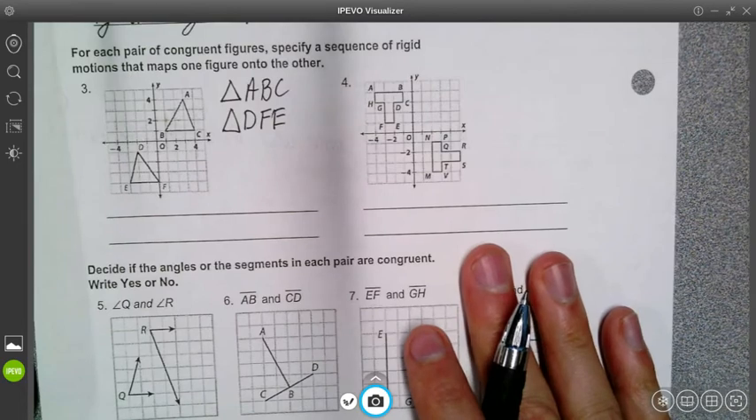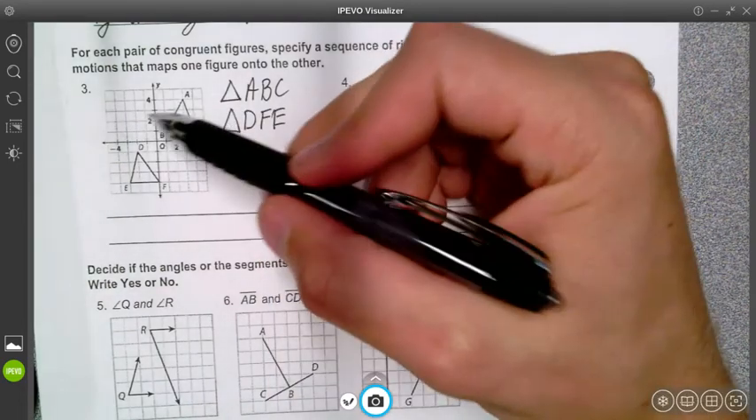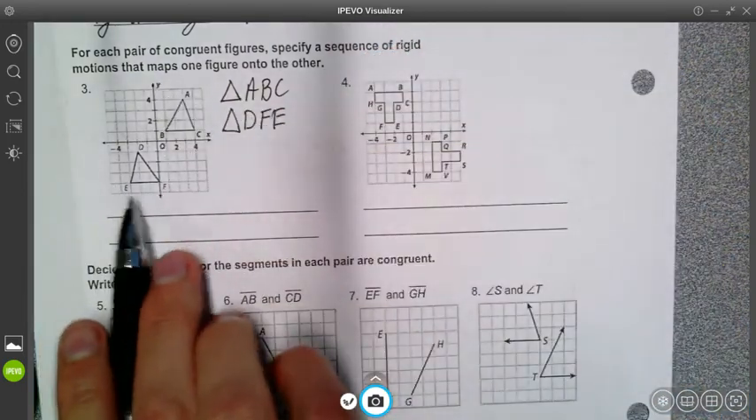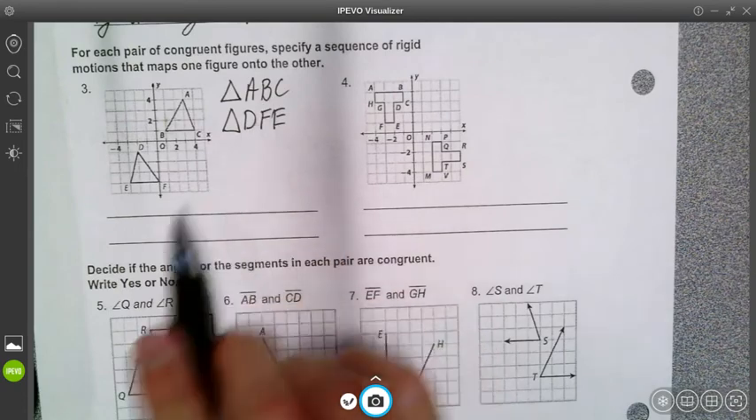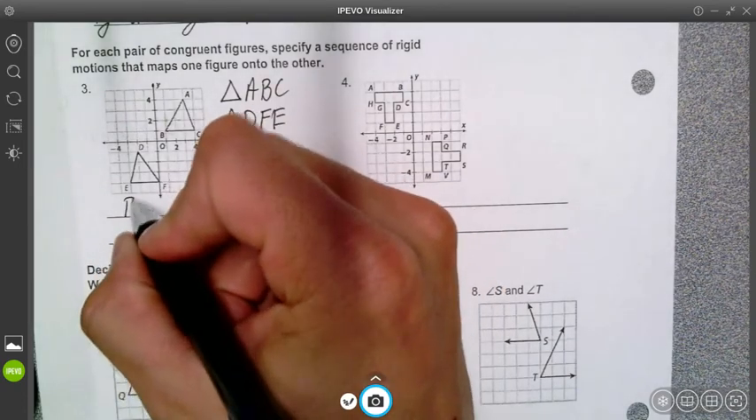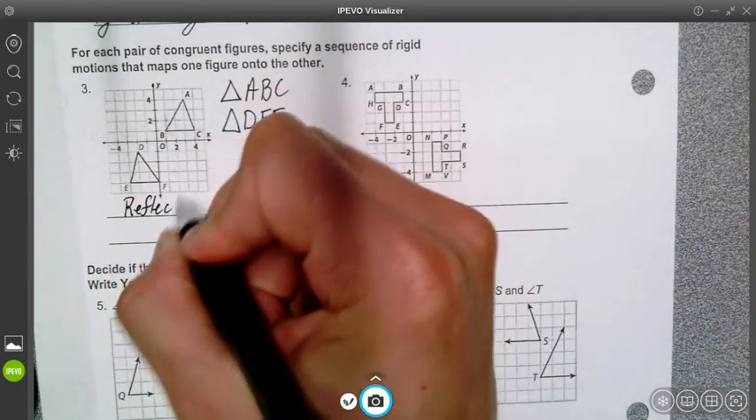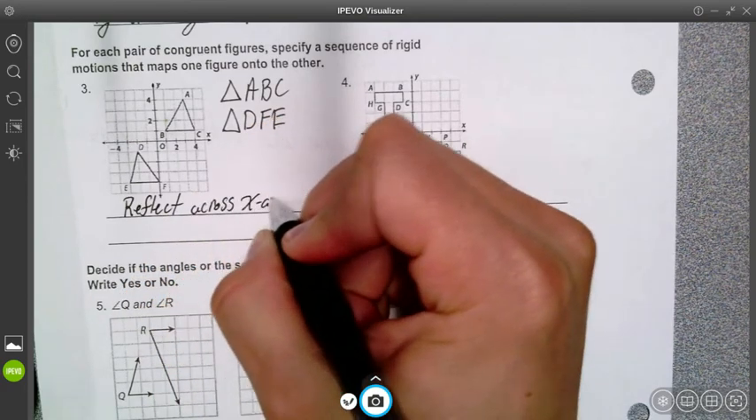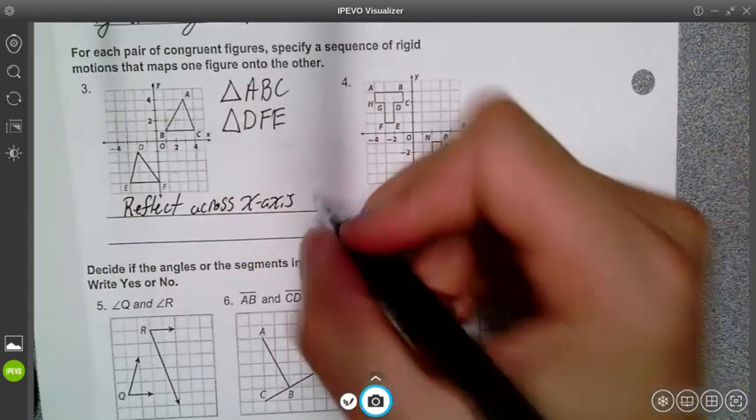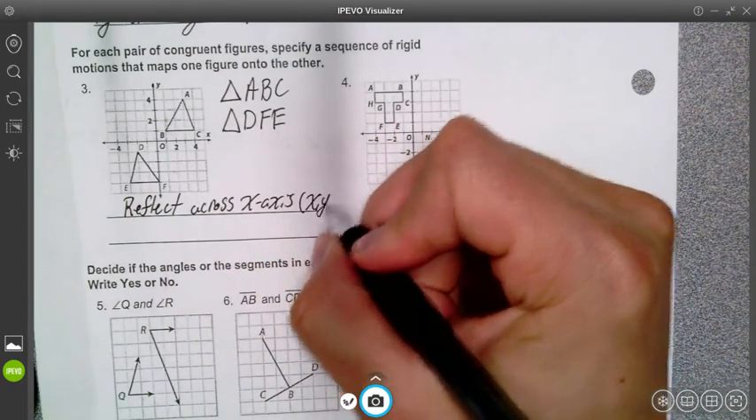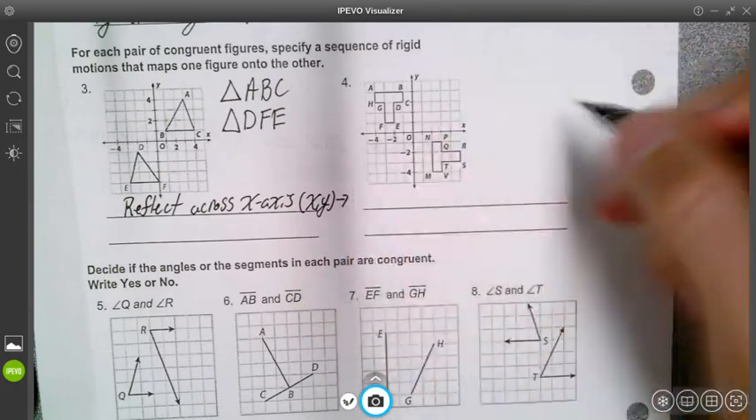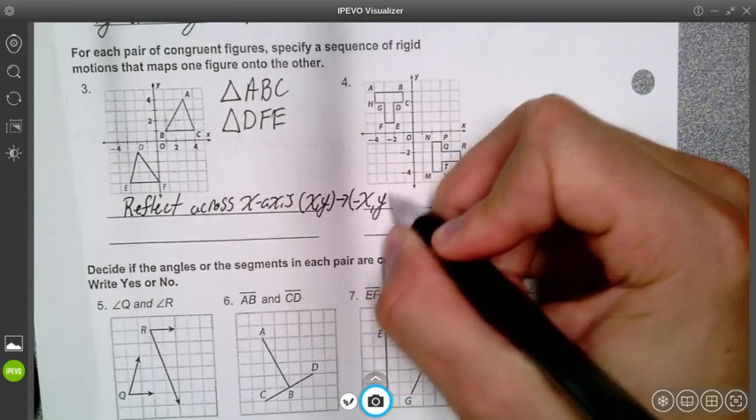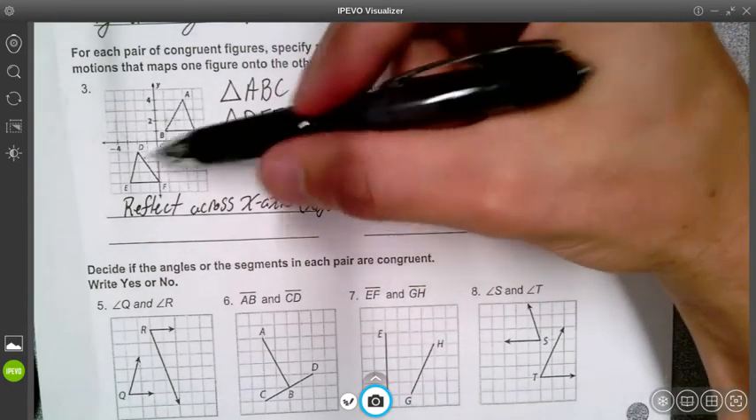Okay, so now that I have the orientation figured out, it looks like I need to kind of flip this, right? So the orientation needs to change. E needs to go with C. So the first thing that I want to do is I want to reflect across the x-axis. Now to do that, my coordinate pair x comma y becomes negative x comma y. So that will change it from here to here.